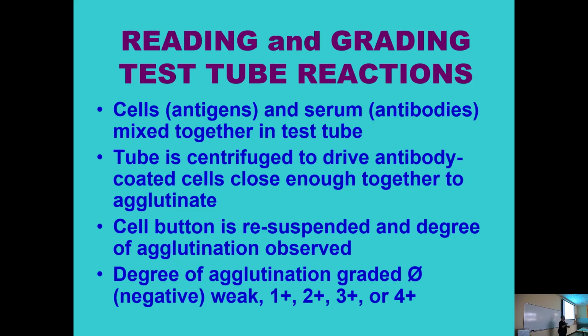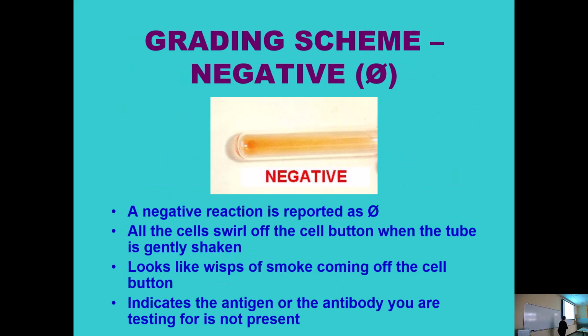Once we have a cell button, we resuspend it over a light and observe for the degree of agglutination. So here is a negative tube. When I demoed this in the lab this week, and you can watch the demos online, we shake it. It's called the coffee shakes. We are barely shaking them. We don't want to shake them hard, because we're going to break them apart. You just shake your tube gently, rock it, shake it, rock it, and you're watching how that button comes apart and how the cells spread out.